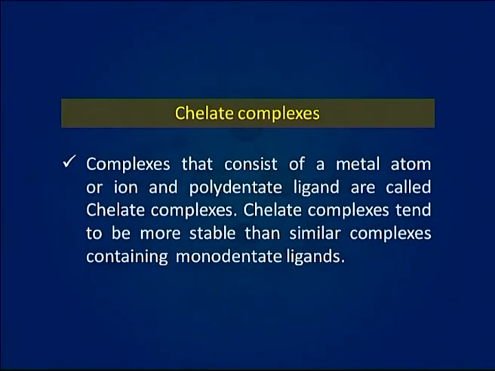Now, complexes that consist of a metal atom or ion and polydentate ligand are called chelate complexes. Chelate complexes tend to be more stable than similar complexes containing monodentate ligands. The hemoglobin molecule in red blood cells is an example of a complex with a quadridentate ligand, or we can say tetradentate ligand, the one that bonds to the metal atom through 4 ligand atoms. Hemoglobin consists of a protein, globin, chemically bonded to heme group.